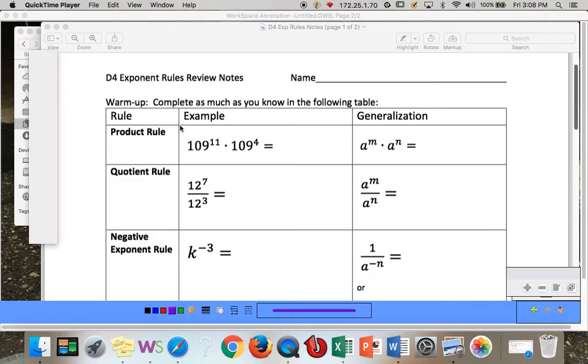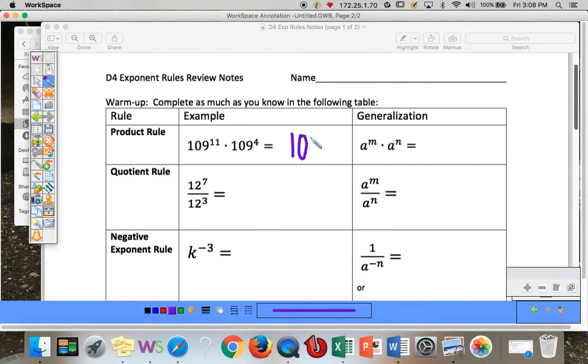So by now you should know that 10^9 to the 11th times 10^9 to the 4th is 10^9 to the 15th power. The rule is if they have the same base, you're going to add the exponents. If they have the same base and you're dividing, you can subtract the exponents. If you had 7 12s on the top and 3 12s on the bottom, cancel. You'd have 4 12s left on the top. So this is a to the m minus n power.